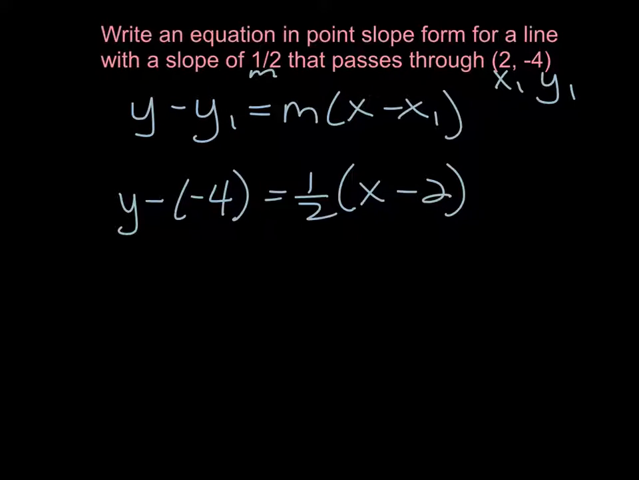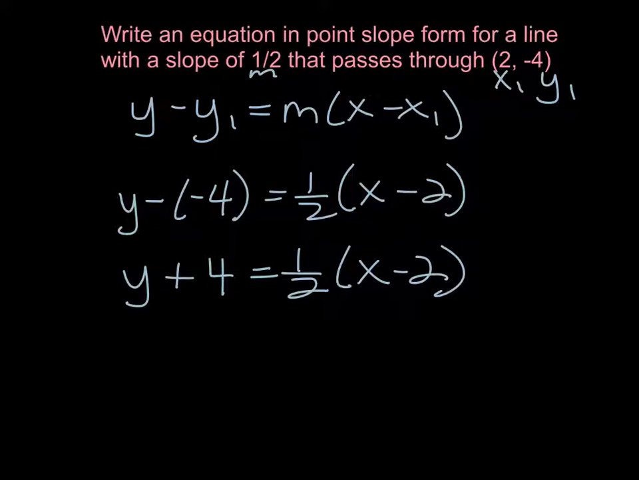I just have to look to see if there's anything I need to simplify. In this case, I got to take care of that minus -4, so really that becomes y plus 4. And everything else is going to stay the same because the problem told us to leave it in point slope form. But let's graph it.